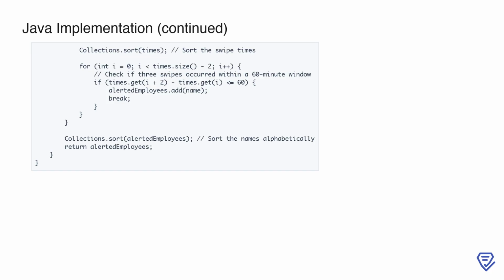Once we have the swipe times grouped by employee, we sort these times for each employee using Collections.sort. Sorting is critical because it allows us to efficiently check for 3 swipes within a 60-minute window. Using a loop, we iterate through the sorted list of swipe times and examine a sliding window of 3 consecutive times. If the difference between the earliest and the latest time in this window is 60 minutes or less, it means the employee has triggered the alert condition. In that case, we add their name to the alerted employees list and exit the loop to avoid duplicate entries.